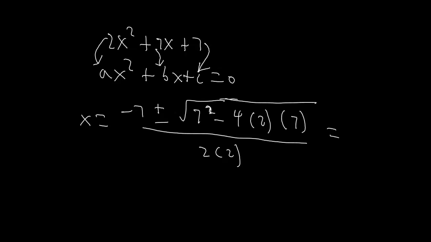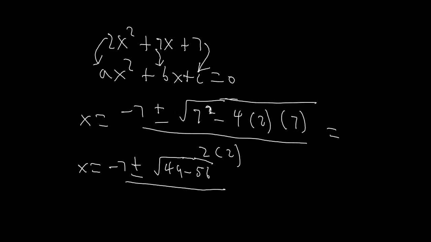So, this is equal to x is equal to negative 7 plus or minus the square root of 49 minus 7 times 4 is 28, 28 times 2 is 56. So minus 56 over 4.